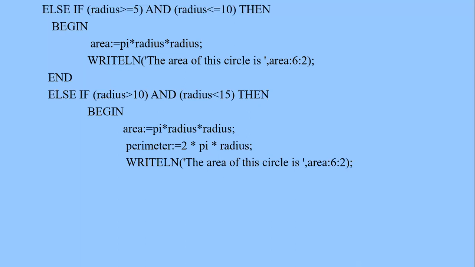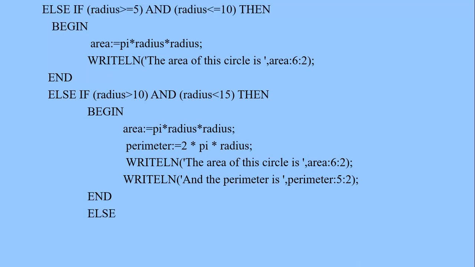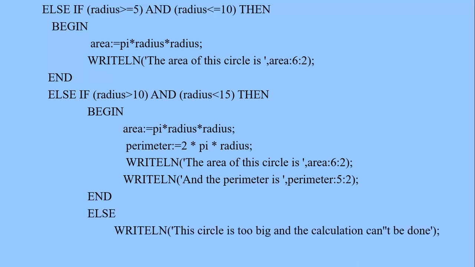for the fractional part. That means the characters following the decimal point should not exceed 2 digits. Then, and the perimeter is, pick what's in the memory location called perimeter, display it on the screen, formatted into 5 characters with 2 digits representing the fractional part. Then end that condition. Otherwise, if none of those conditions evaluates to true, just display this statement on the screen, and drop 1 line. The circle is too big and the calculation can't be done.